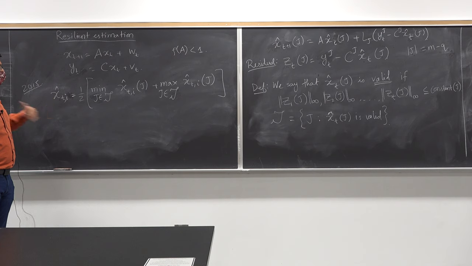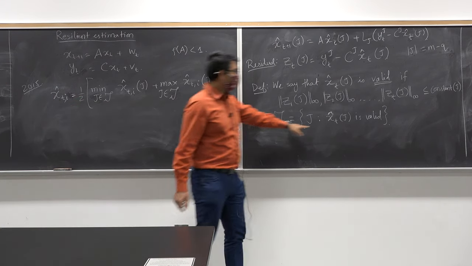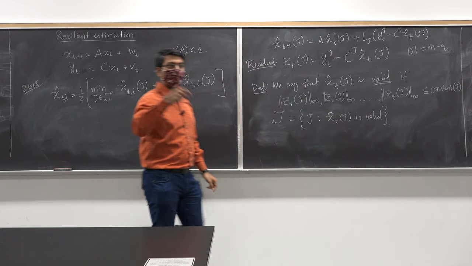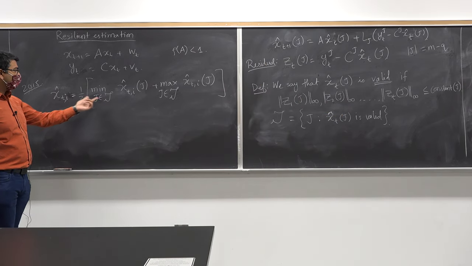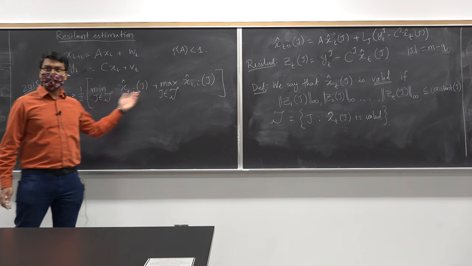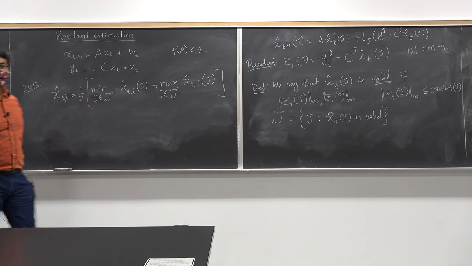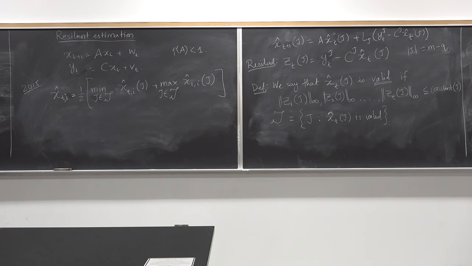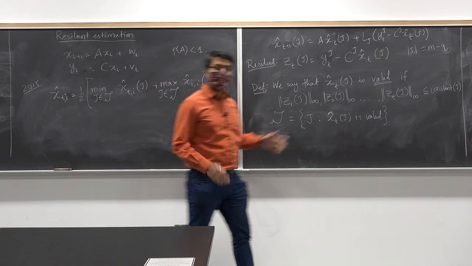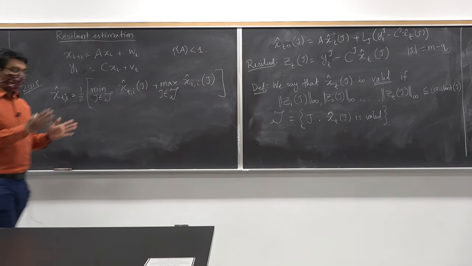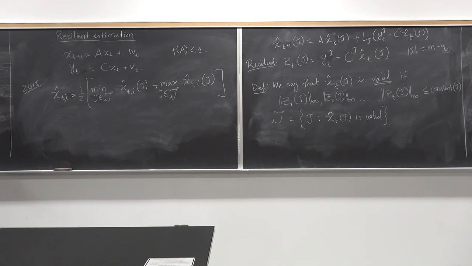Or alternatively, if I had reached this stage, I would have just taken the median of every entry. Okay, so instead of taking the average of the minimum value and the maximum value, I would have taken the median of all the entries. Or I would have taken the geometric median of the vectors x hat t j. Geometric median is a concept of median extended to vector valued random variables.